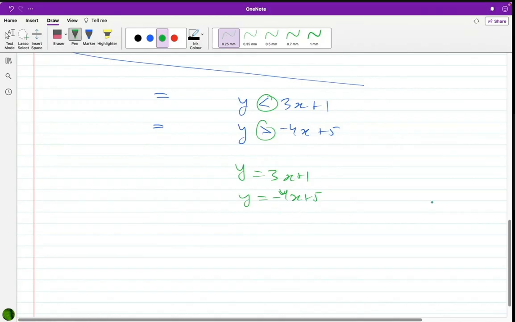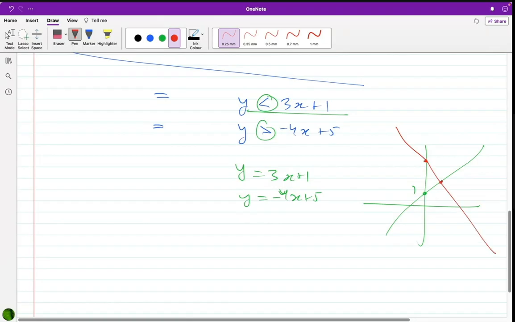So I got numbers in decimals, and then I sketched this first one: y-intercept is 1 and gradient is positive. This should look like this. Then I sketched the next one: gradient is negative and y-intercept is 5. This should look like this. So I know this is the intersection. And now y is less than this line, so that means it lies below the green line, and greater than above the red line. So this is my region.